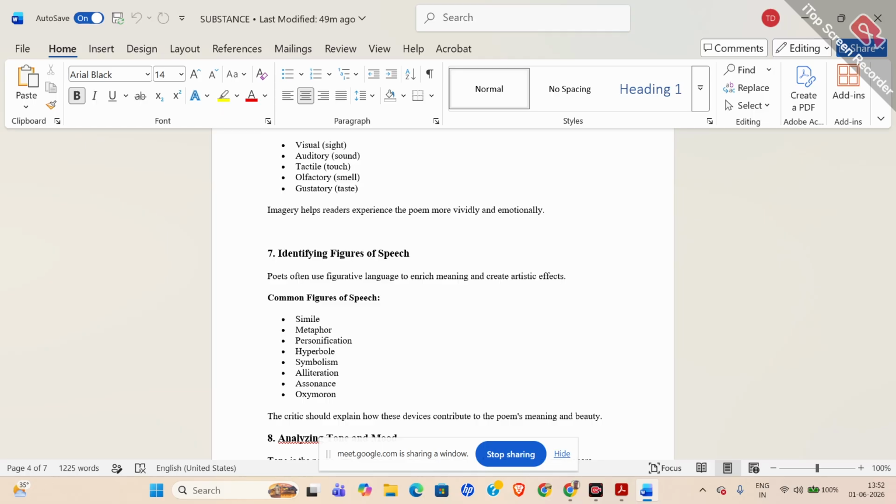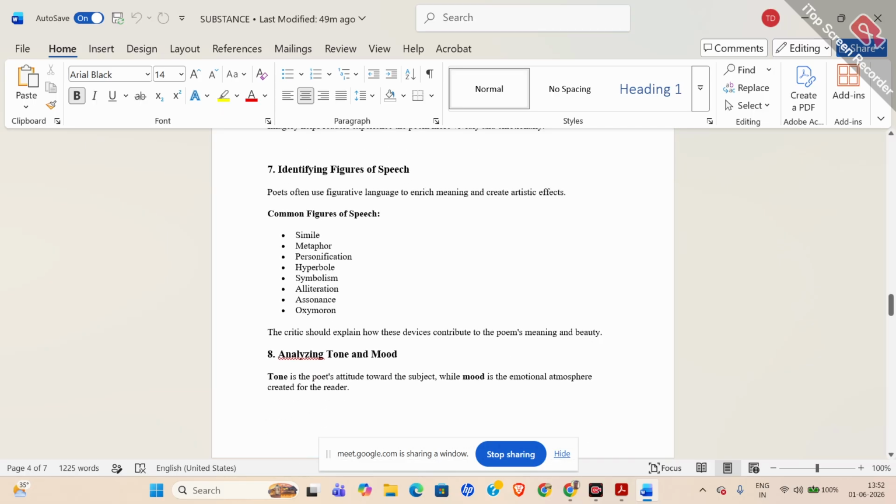Now let us identify the figures of speech. Poets often use figurative language to enrich meaning and create artistic effects. You know about the figures of speech, the common figures of speech employed in a poem: simile, metaphor, personification, hyperbole, symbolism, alliteration, assonance, oxymoron. So the critic should explain how these devices contribute to the poem's meaning and beauty.